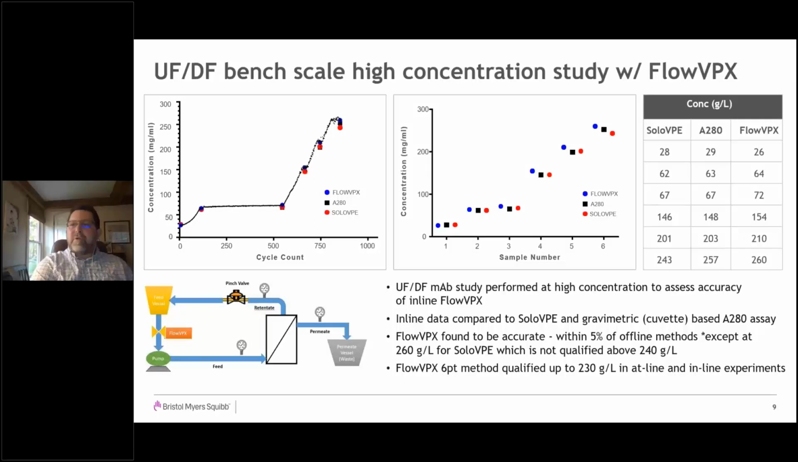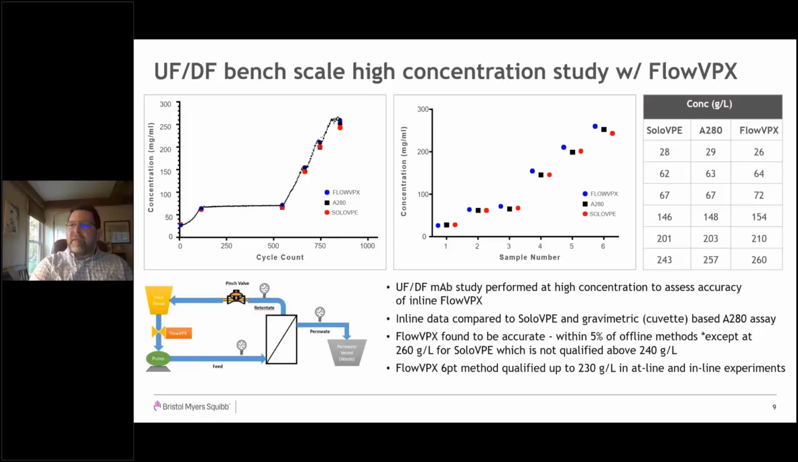So we started using the VPX over a year ago, and we first did bench scale studies. We wanted to go up to very high concentrations because one of the limitations of the previous instrument, the VPE, was the dynamic range. Getting to 200 for certain substances, we had found that the accuracy was limiting.